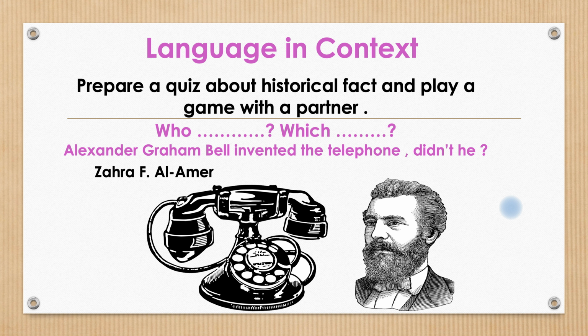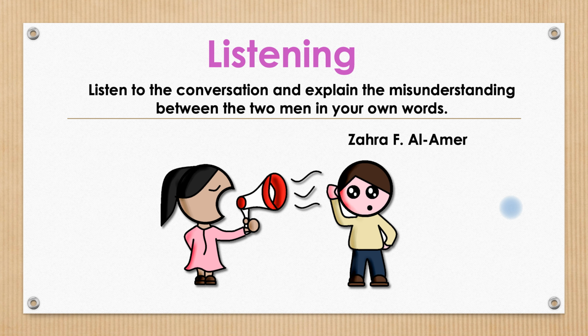Now, you can also check the answer if you are not sure using tag question. For example, Alexander Graham Bell invented the telephone, didn't he? Okay, so you can prepare a quiz about historical facts and afterwards play a game with a partner or with your classmates. Now let's move on to the listening part.